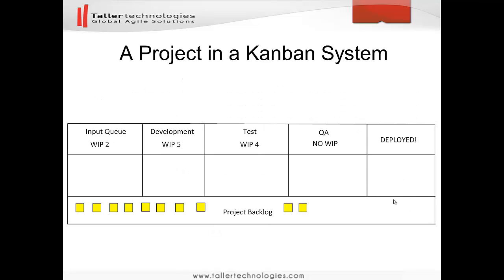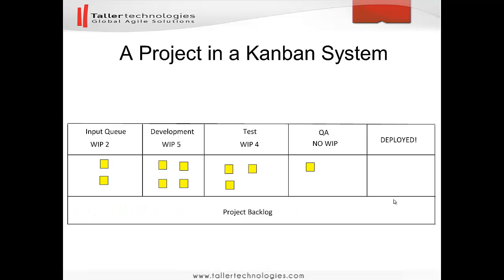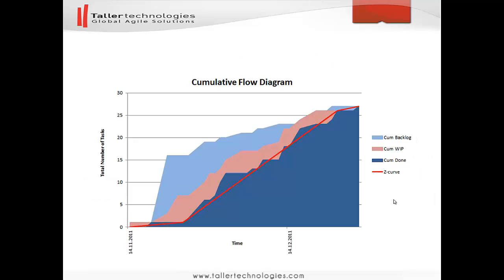Here is a simple animation how a batch of work items or a project flow through a Kanban board. Initially, all work items are in the backlog, and then they flow through the board and end up in completed column. This is a cumulative flow diagram from a real project. It visualizes the rate at which the work items were delivered. It also visualizes the flow of the work items through the system.